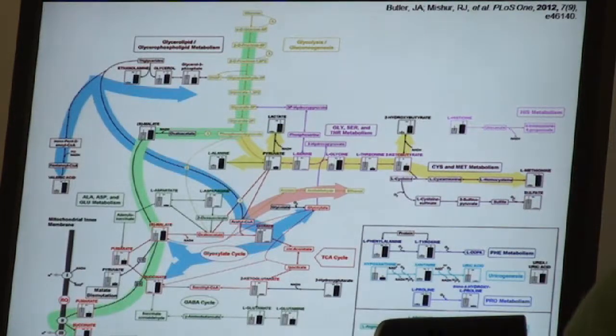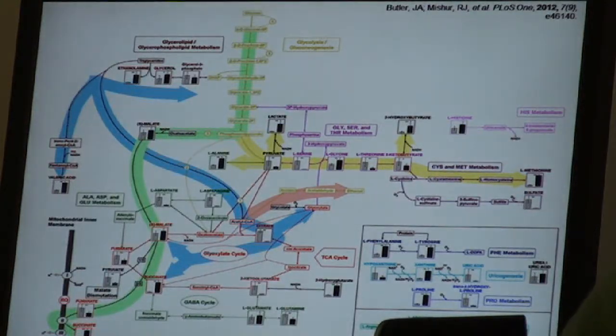Okay, so what happens in the mitochondria? Do we see this anaerobic profile? With the data in this previous figure, we went back and reconstructed the metabolism in these worms.